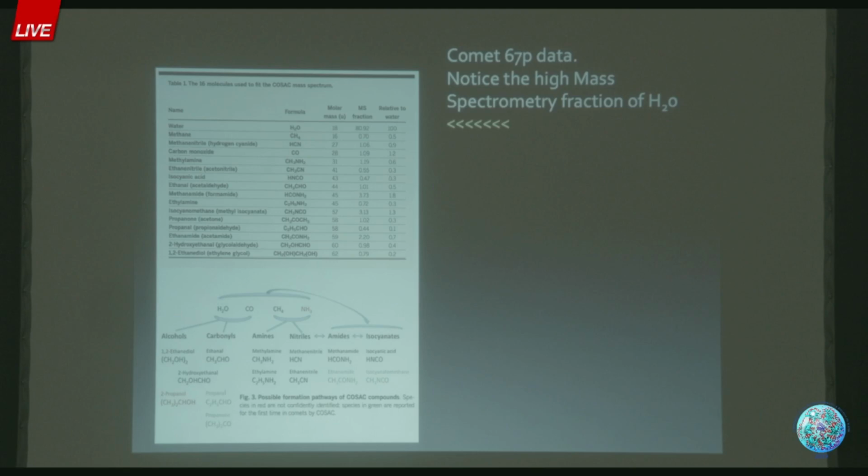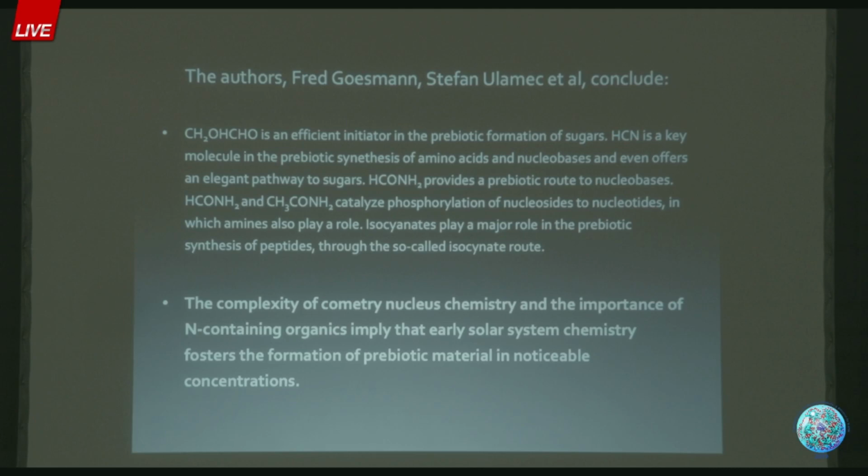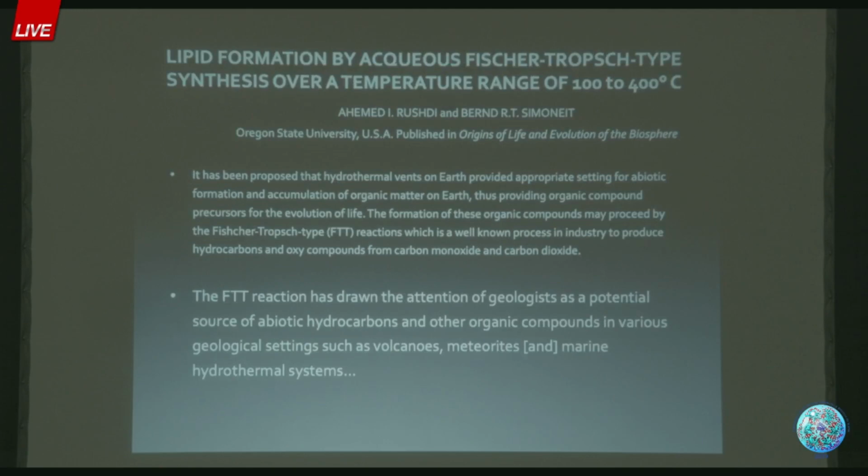But anyway, it's true, there is the data. I'm not going to read all of this, but the key aspect is that the complexity of cometary nucleus chemistry and the importance of N-containing organics imply that the early solar system chemistry fosters the formation of prebiotic material in noticeable concentrations. There are many other wonderful papers on this subject. If this has inspired you to start looking into this area of science, I can recommend many different papers to you. Here's one of them.